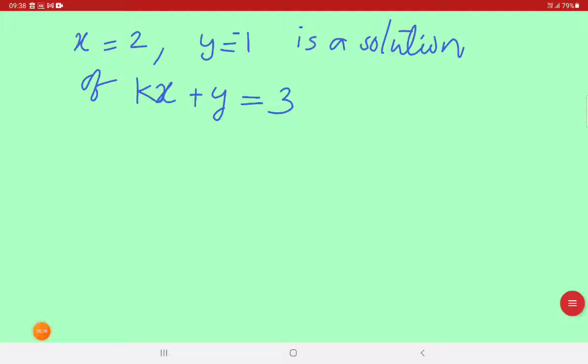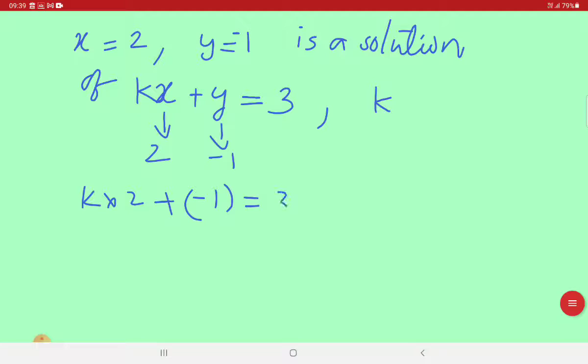One more question. x equal to 2, y equal to negative 1 is a solution of the equation kx plus y equal to 3. Then find the value of k. So you have to replace x by 2, y by negative 1 in the equation. So k into 2 plus y means negative 1 is equal to 3. Or 2k minus 1 is equal to 3.